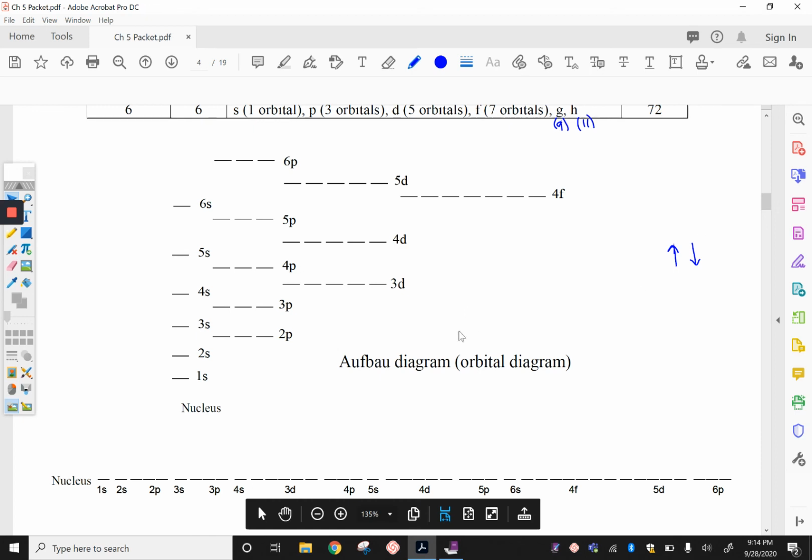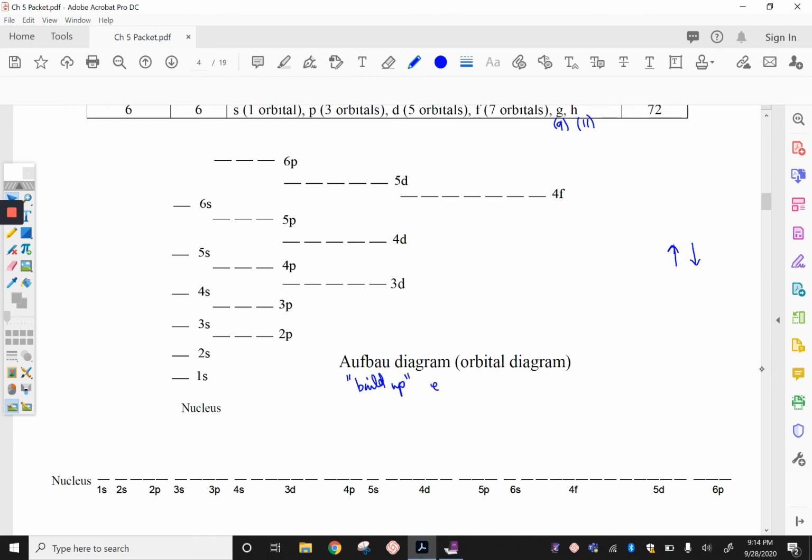Aufbau means build up. It's a German word, means build up. And we're building up energy. So it turns out electrons fill these energy levels and sublevels and orbitals based on energy. Nature likes low energy, right? So they fill from lowest energy to highest energy. So let's look at this diagram here.